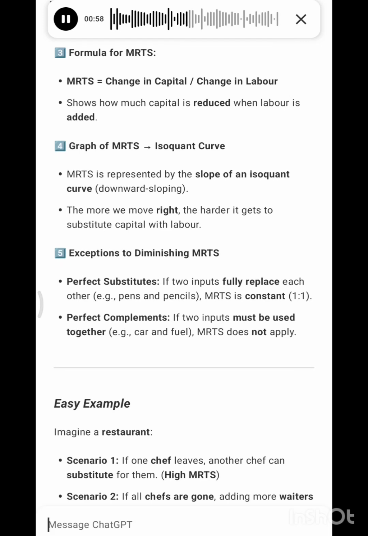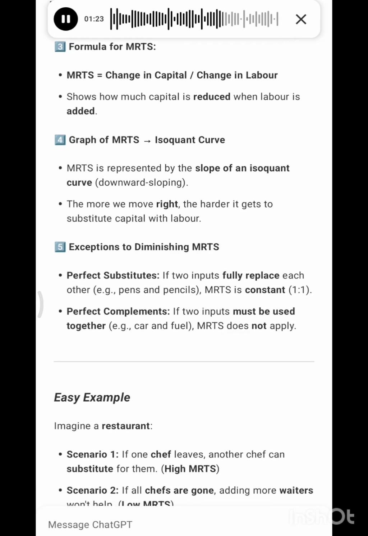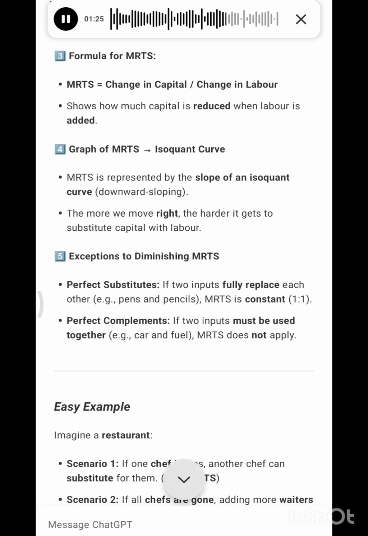For the graph of MRTS, see the isoquant curve. MRTS is represented by the slope of an isoquant curve, which is downward sloping. The more we move right, the harder it gets to substitute capital with labor. Exceptions to diminishing MRTS? Perfect substitutes: if two inputs fully replace each other, e.g. pens and pencils, MRTS is constant, 1-to-1. Perfect complements: if two inputs must be used together, e.g. car and fuel, MRTS does not apply.